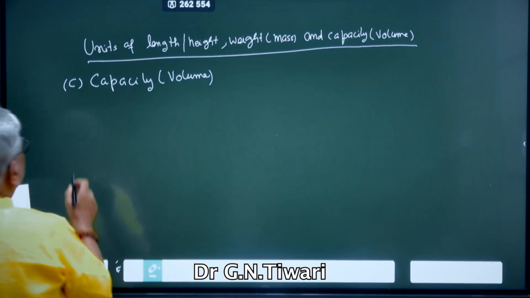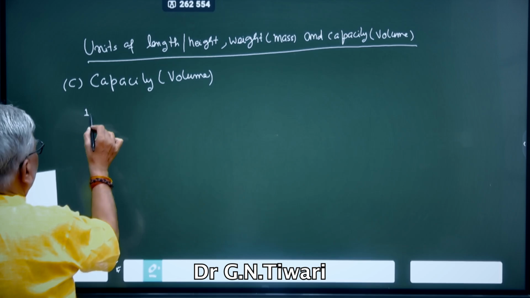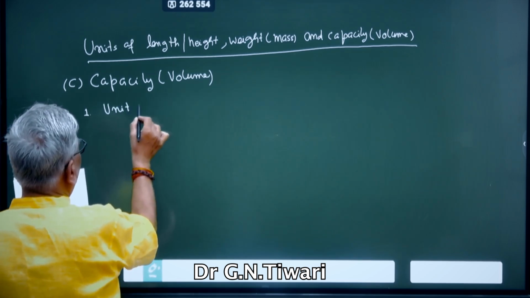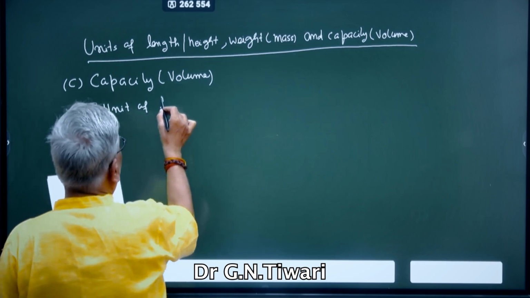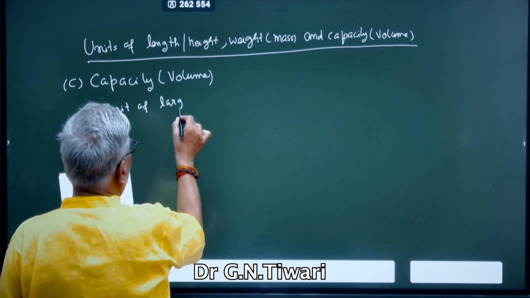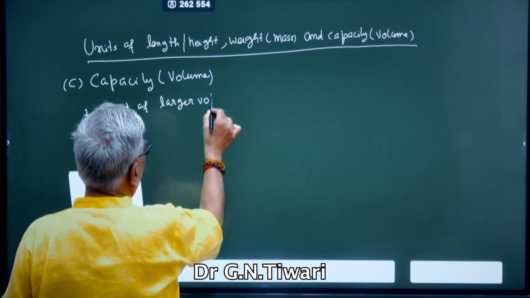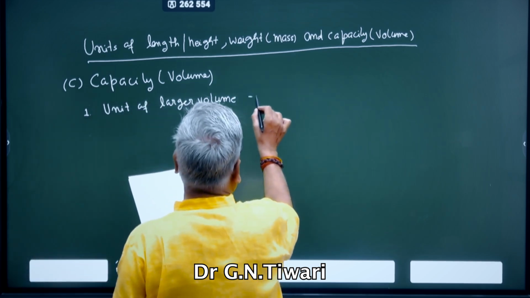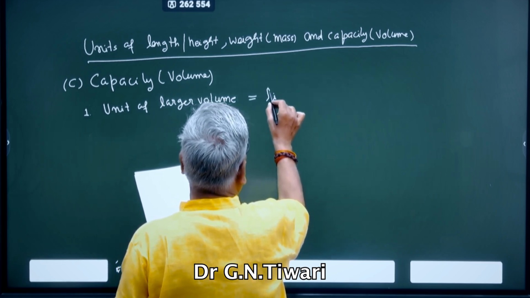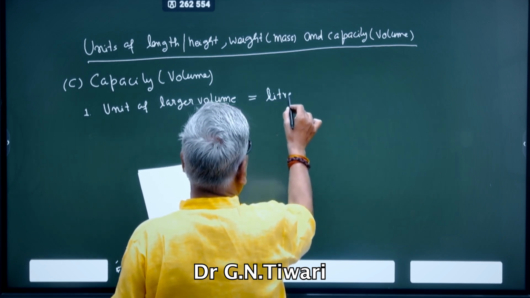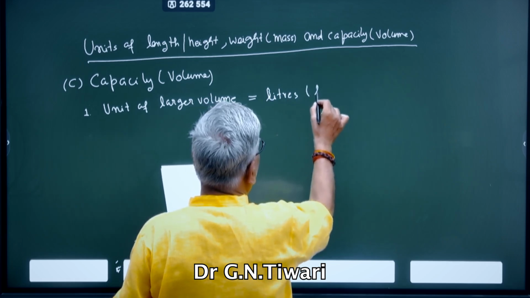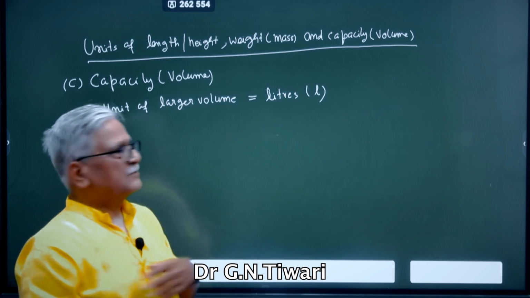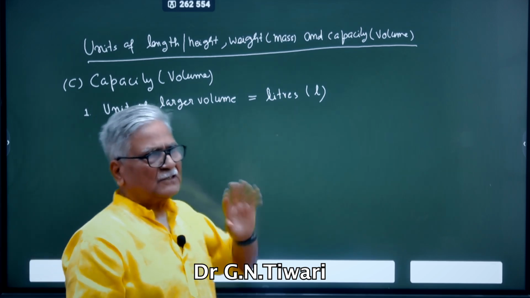First, unit of larger volume. They know it is liters, and it is written with a small l. And be careful of the spelling of liters. Sometimes litres is also correct.